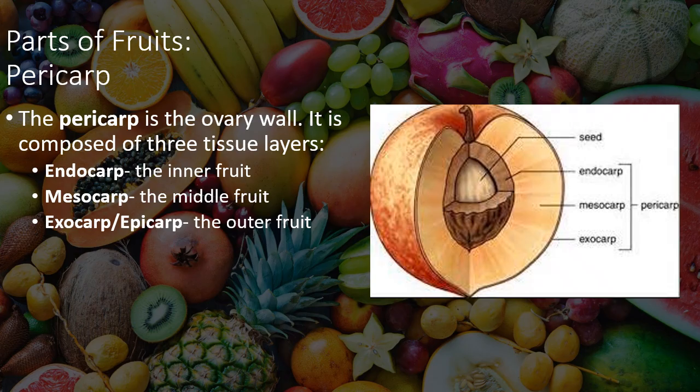So the endocarp in a peach, the innermost layer of fruit, is actually woody, and we typically call that a pit, or sometimes a stone. The next layer of the fruit is the mesocarp, or the middle fruit, and that makes up, in a peach, the majority of the flesh of the fruit. And then in a peach, we also have this thin outer layer called the exocarp, or the outer fruit. So we see that there are three defined layers of tissue that make up the pericarp, which is the wall of the ovary.